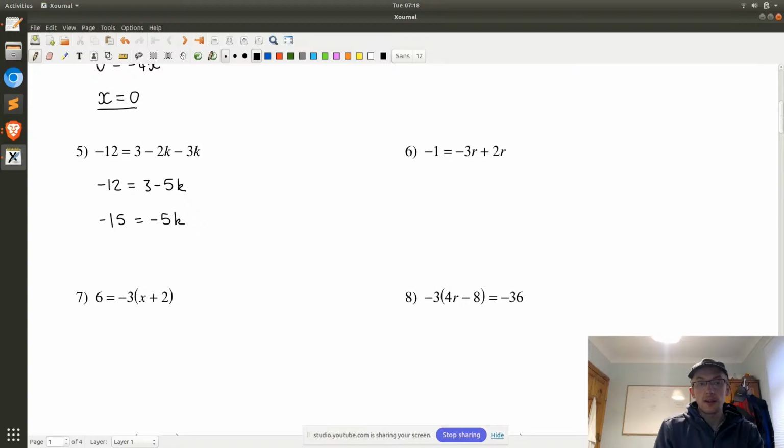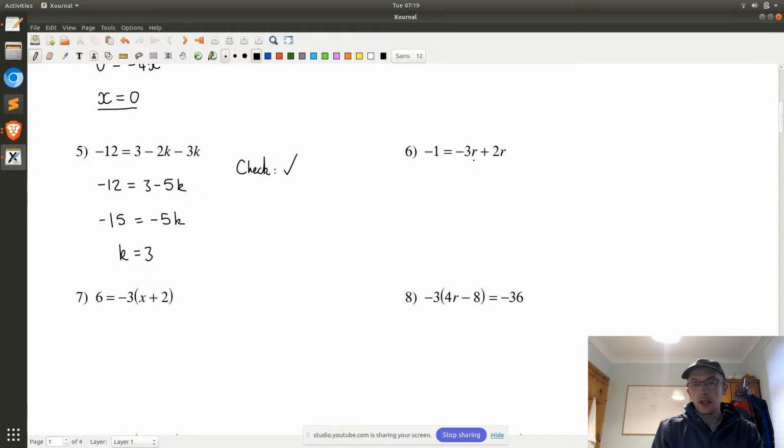Or just think to yourself, what do I have to multiply -5 by to get -15? And the answer is obviously 3. We do the check stage. We pick up 3 and we put it in there. So 3 take 6 take 9. 3 take 6 is -3. -3 take 9 is -12. So it's true.